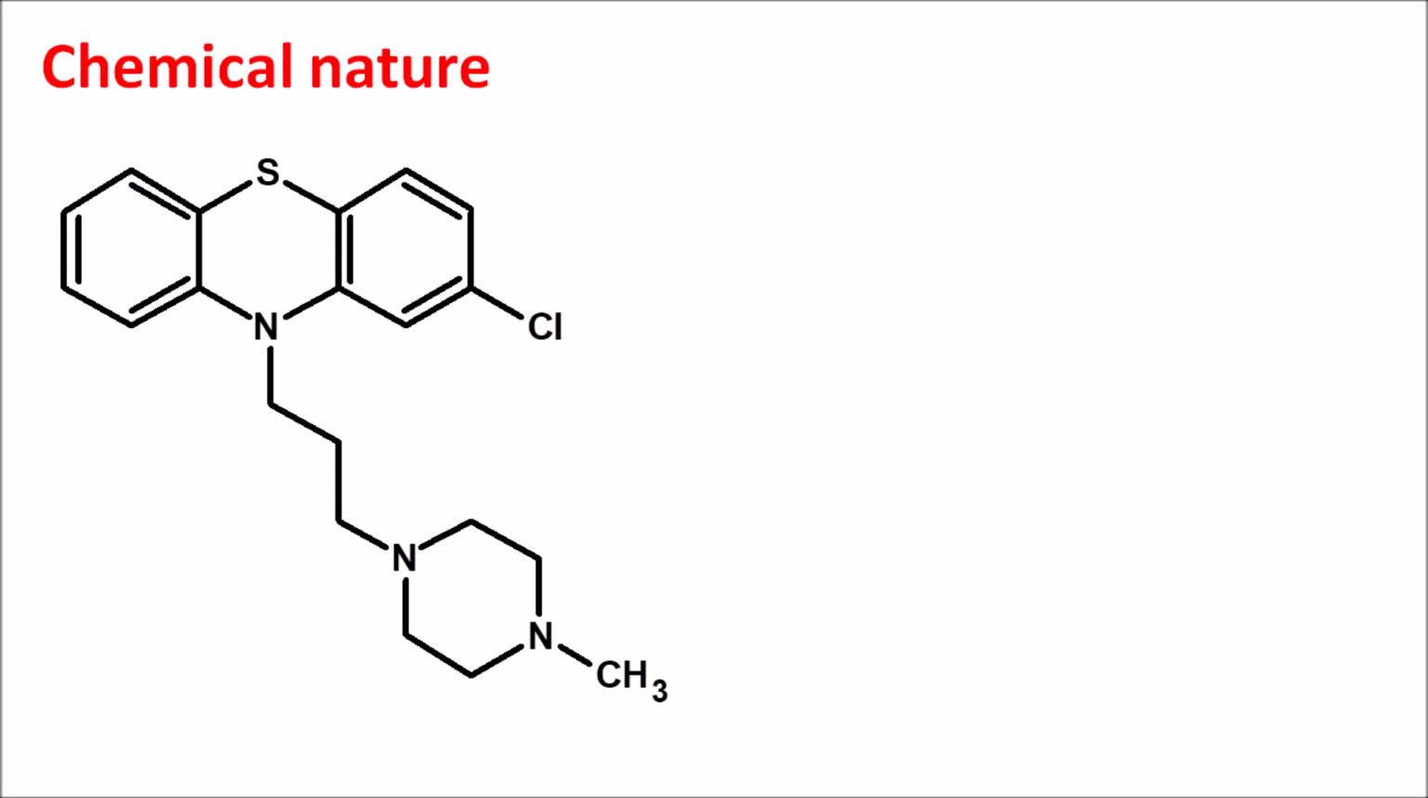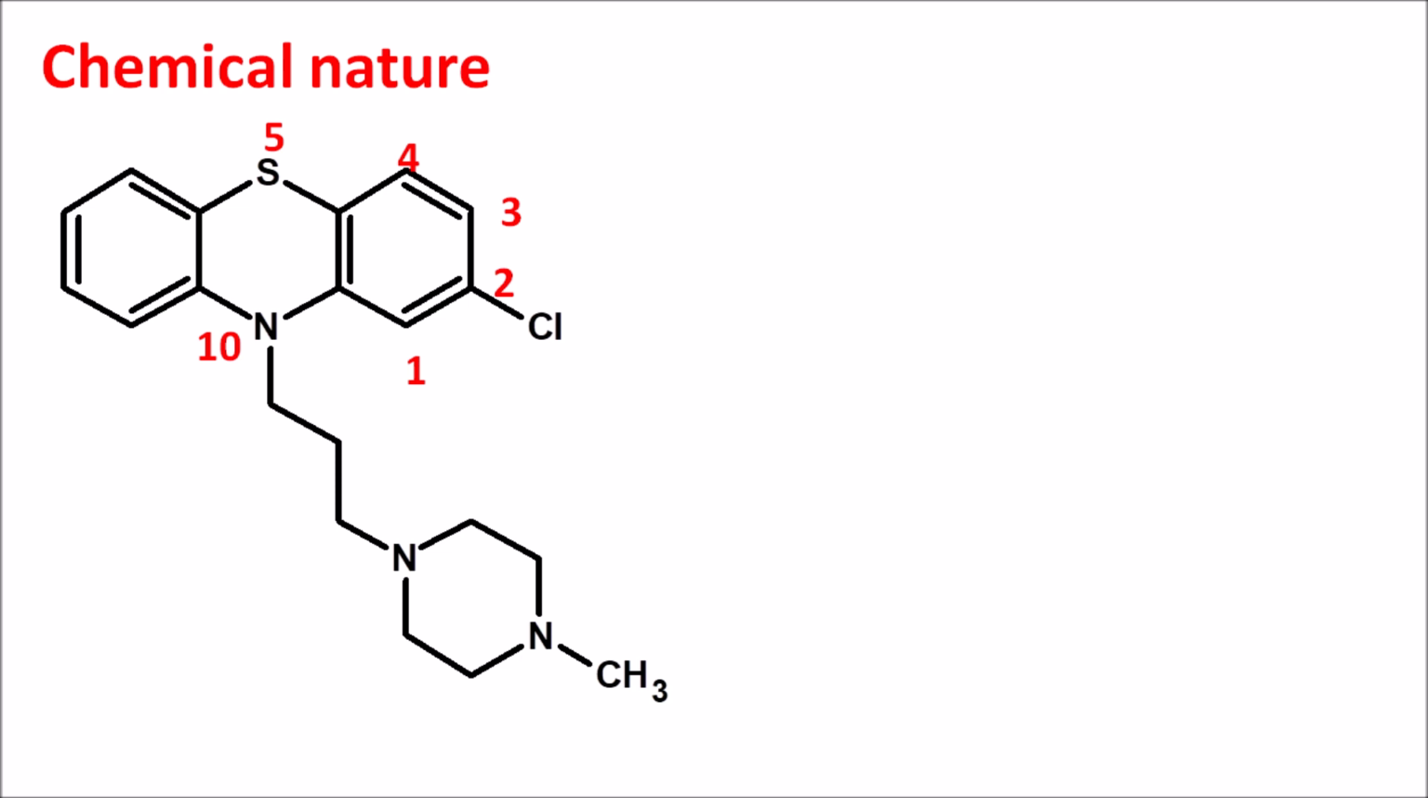Now let us give the numbering to this ring system. This ring is nothing but the phenothiazine. We have to give the least number to the sulfur. So let us start the numbering. This is 1, 2, 3, 4, 5, and so on we can continue so that we will get the 10th number to the nitrogen.